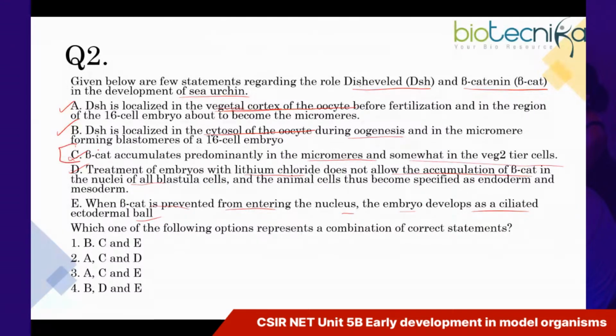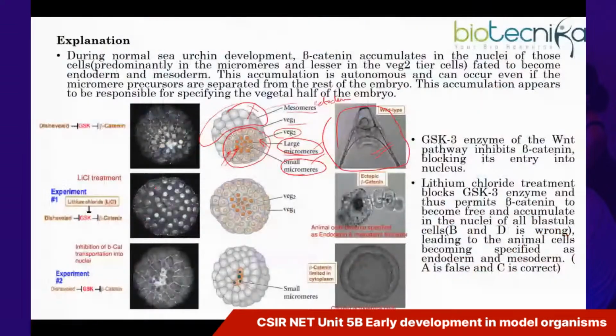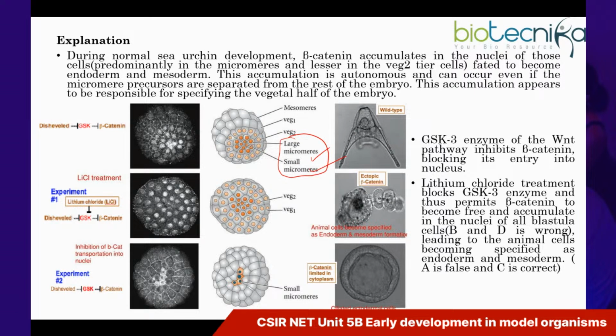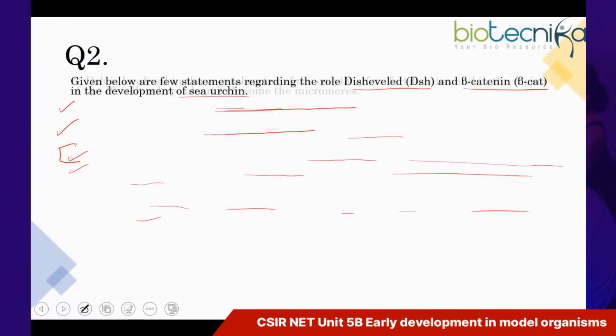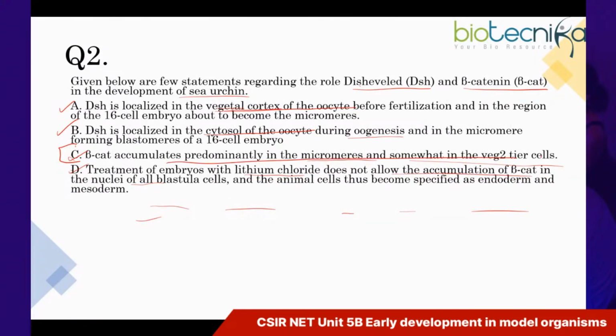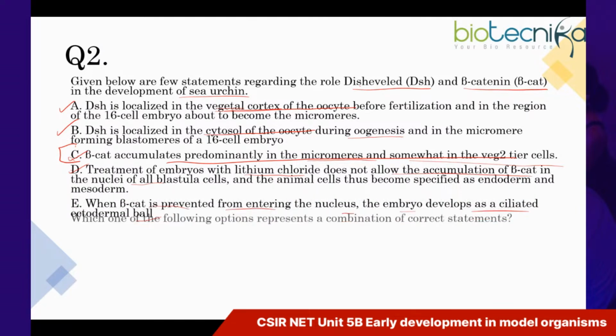What did I show you just now in the previous diagram? Didn't I tell you that beta-catenin accumulates in the large micromeres, and to some extent in the Veg2 cells? I already told you, right? Beta-catenin predominantly in the micromeres and lesser in the Veg2 tier cells. So anyway, C is correct.